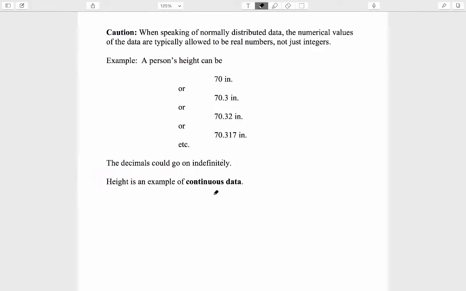Height is a good example of what we call continuous data. They don't have to be integers, they don't have to be one-place decimals, they don't have to be two-place decimals. There's no inherent limit to how precisely we could measure height, and therefore these decimal places could go on indefinitely.